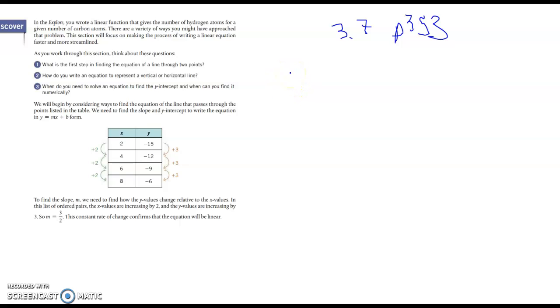Okay, so on page, what is that? 353, section 3.7, we're going to skip the chemistry stuff. And our goal here is to write a linear equation.